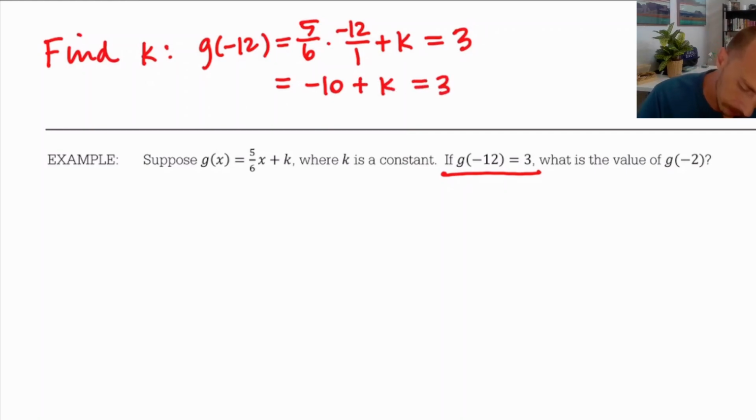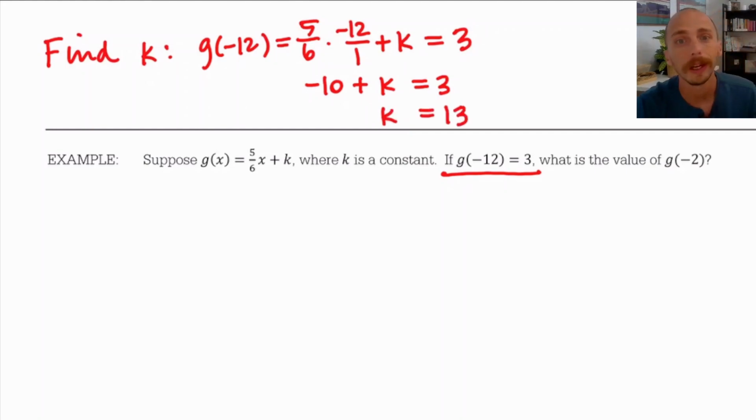Well, I guess that's probably an abuse of the equals there. And this is the type of equation I'm going to recommend you try to solve with your eyes and say, okay, what number am I going to add to -10 to get 3? Well, I'd have to add 10 to get back to 0 and 3 more to get to 3, so that's going to be 13.